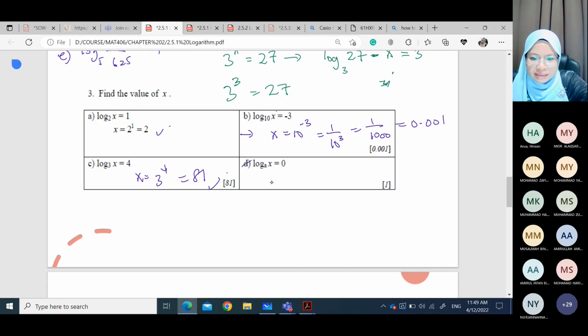And D, x, base dia A, power dia kosong, jadi A apa? X is apa? A tu kita tak tahu apa base dia. 1 power of 0. X is 1. Yes, betul. Okay, so itulah nilai x. Ni jawapan dia 1 kat tepi ni.